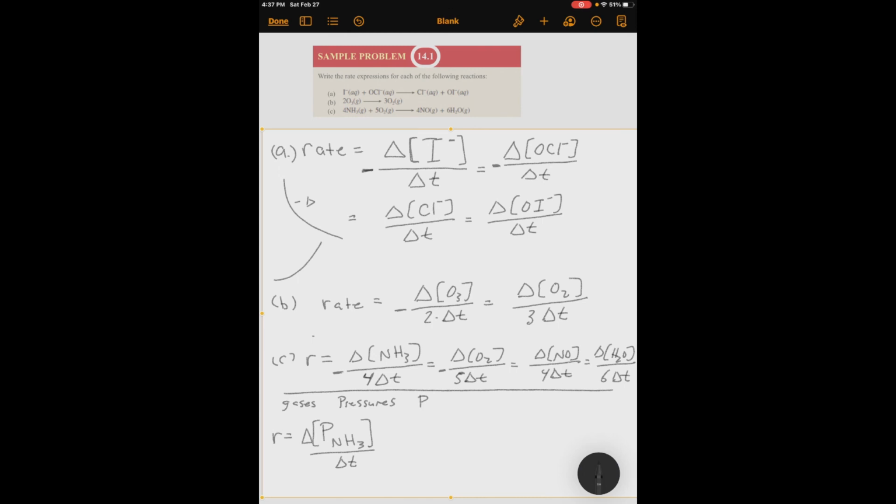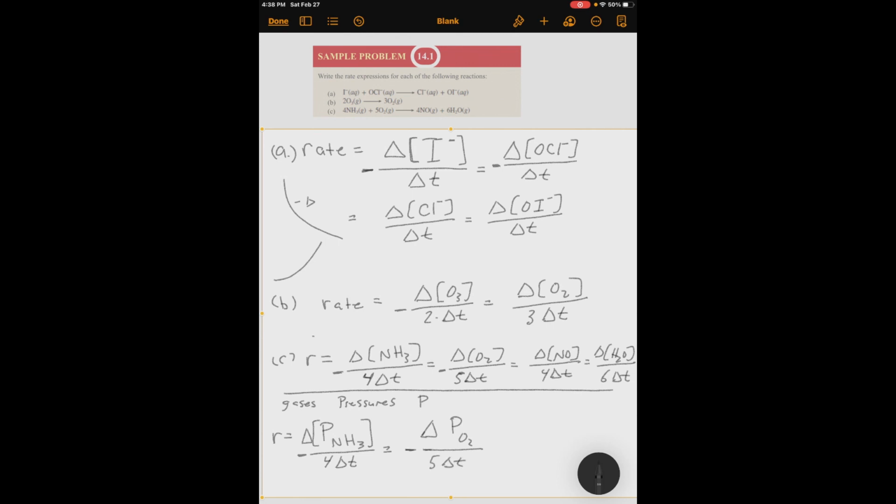of NH3. And then again, you've got a 4 as the coefficient, so we put that down there, and then we also want the negative because it's a reactant. Same thing for the second reactant, which is O2, negative, change in, actually, you don't have to put brackets even, you could just say delta P of O2 divided by 5 delta T.